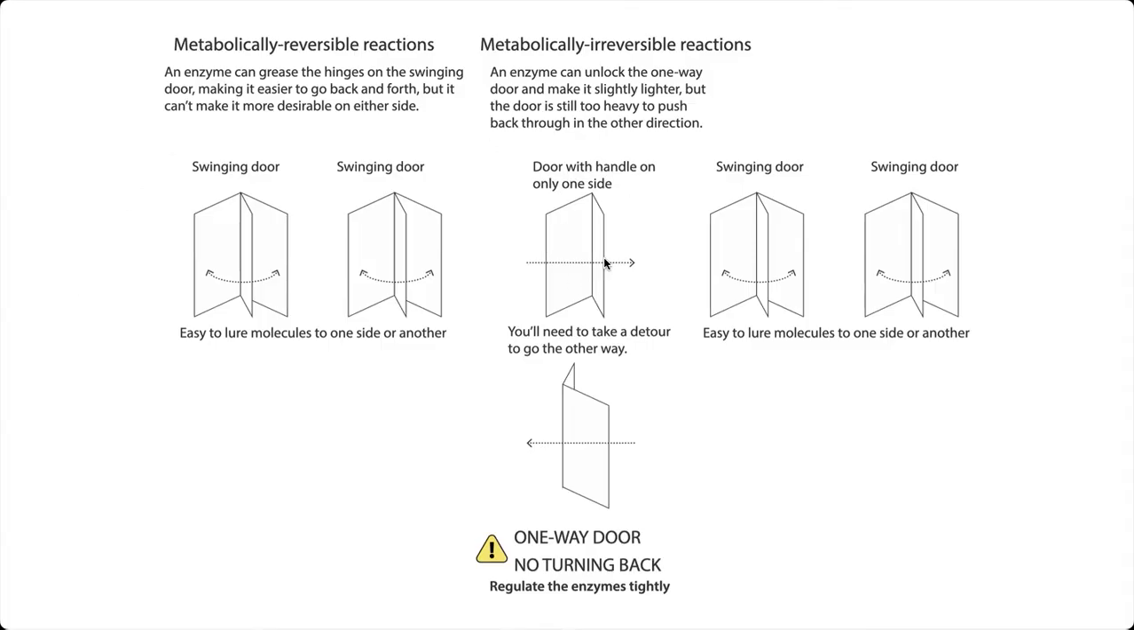And so then if we have this metabolically irreversible reaction, now the enzyme can unlock the one-way door and make it slightly lighter, but the door is still too heavy to push back through in the other direction. So if those analogies work for you, great. If not, think about an analogy that does work for you.